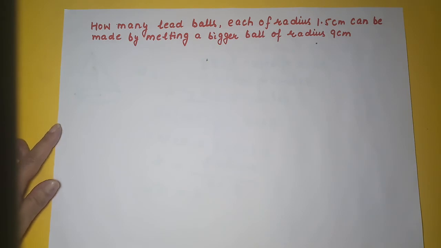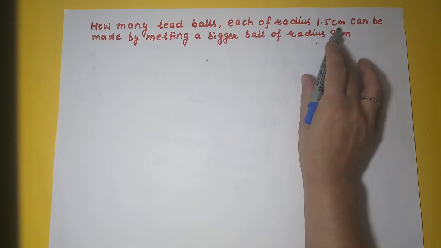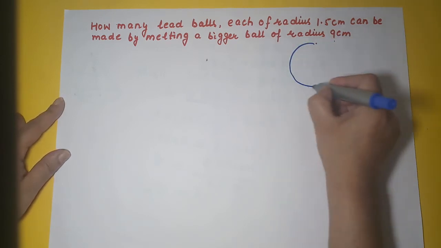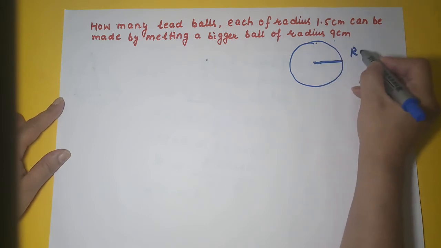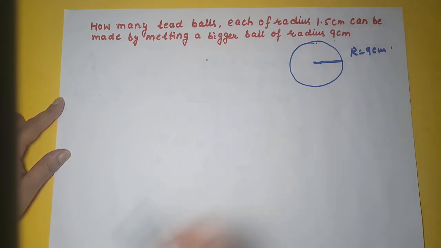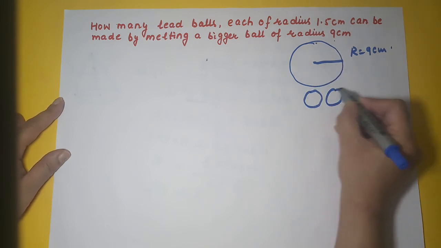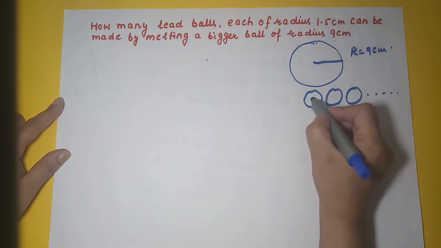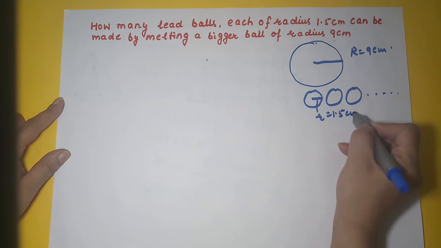Next one, same type. How many lead balls, each of radius 1.5 centimeter, can be made by melting a bigger ball of radius 9 centimeter? So this time we have a bigger ball, that is a sphere, whose radius is 9 centimeter, right? We have to melt this and create the smaller balls. We don't know how many. And each of these balls is having the radius as 1.5 centimeters.